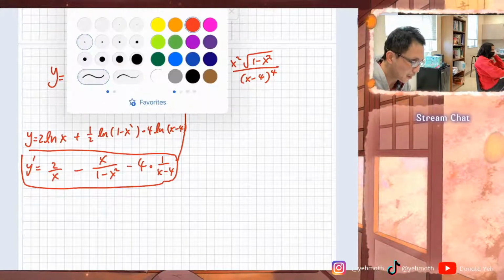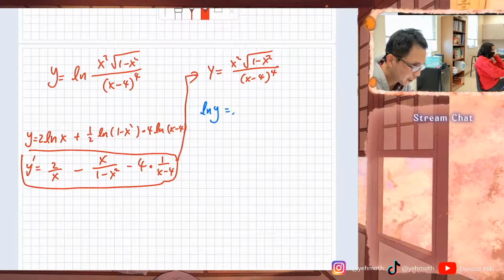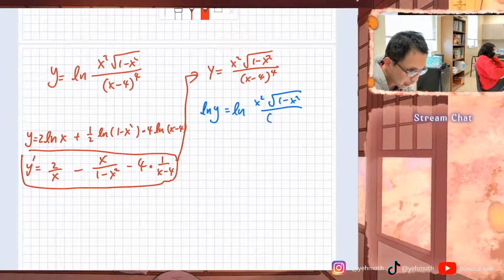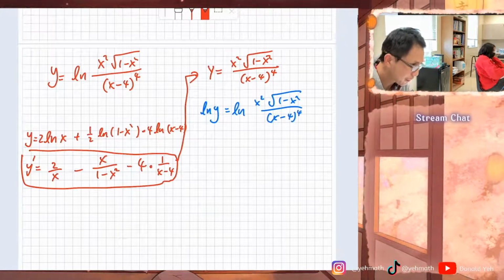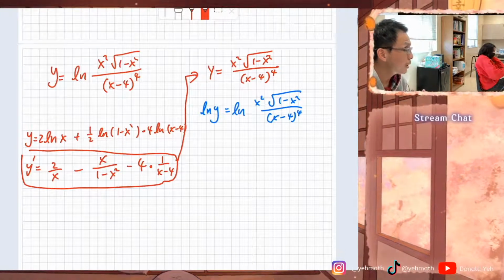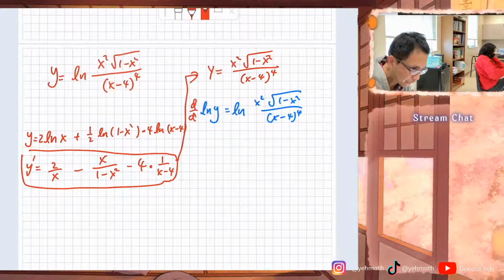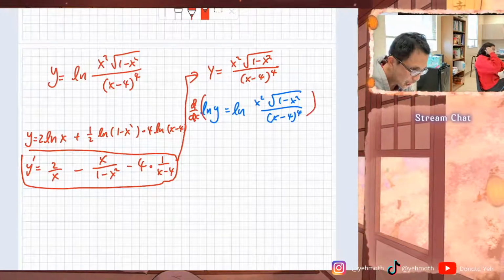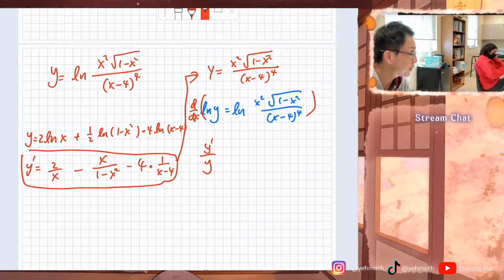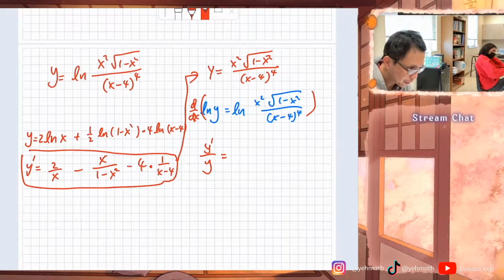So what you can do is, you can do one step that's different. ln of y equal to ln of x squared times 1 minus x squared over x minus 4 to the 4th. Now you find out this is the same problem as before. Now the only time is when you take a derivative of this, then you will get y prime over y, just like the implicit derivative. Does that make sense?